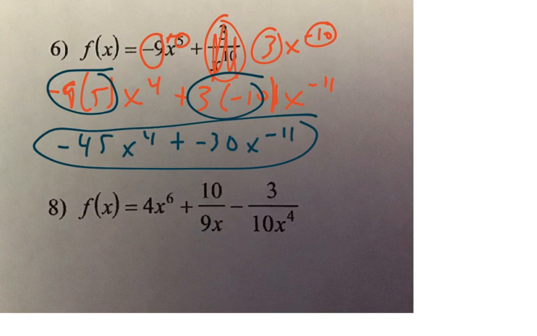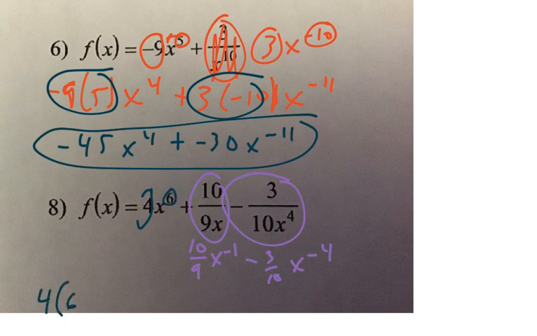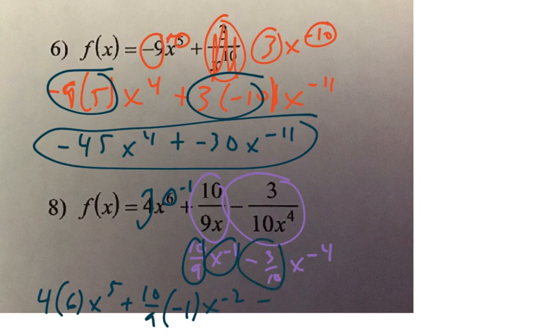Here we go. Let's see here. Let's rewrite this as 10/9 x negative 1. Let's rewrite this as negative 3/10 x negative 4. So now we're ready to go. The 4 stays. 6 will come down. X to the 5. Always minus 1 from the power. The 10/9 stays. Negative 1 comes down. X negative 2. Hopefully I haven't made any silly mistakes. Here I have minus 3/10 that stays. The negative 4 comes down. X negative 5.